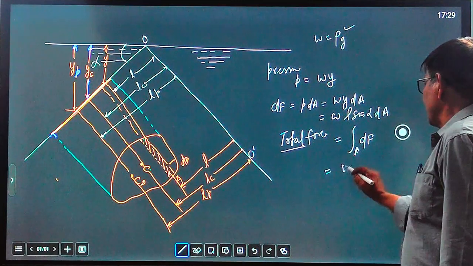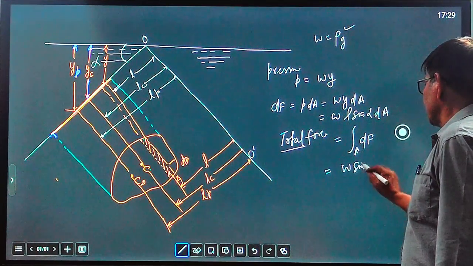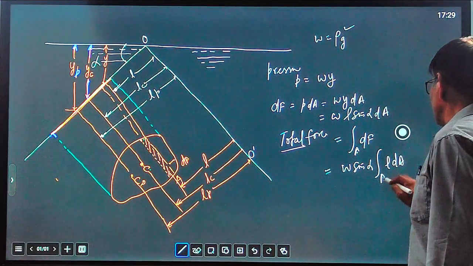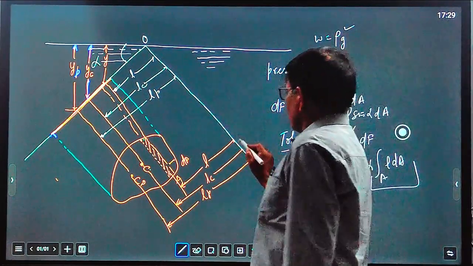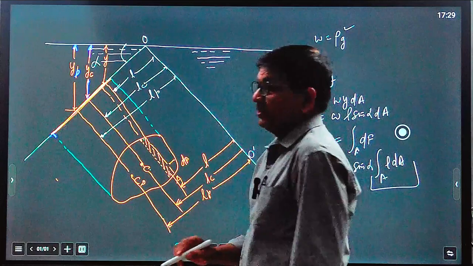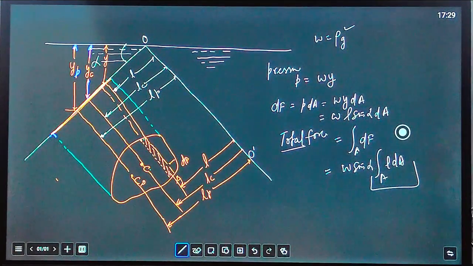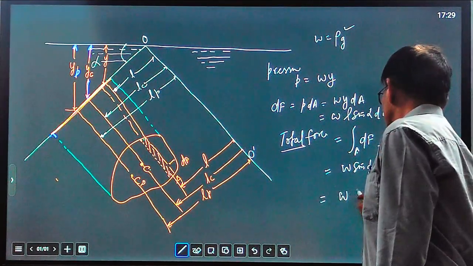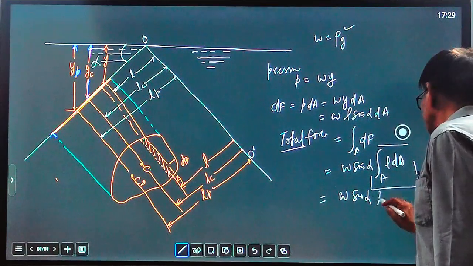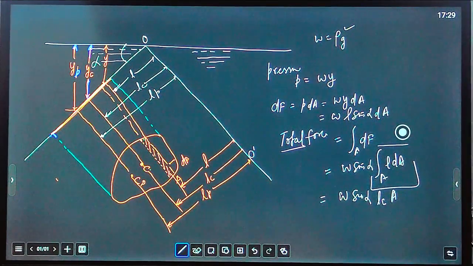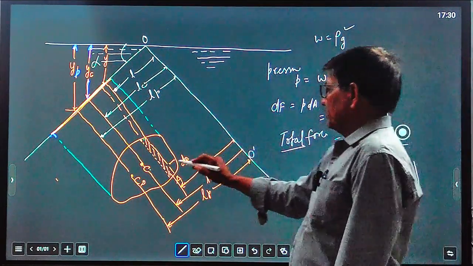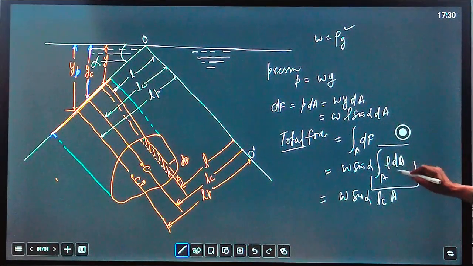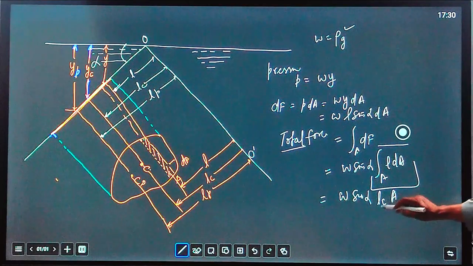Omega is a constant, sin alpha is again a constant. We will integrate L dA for the whole of the area. You know that the integral of L into dA for the whole area is the first moment of area. That will be equal to omega sin alpha and LC into A. LC means the distance from a reference line to the center of area. According to the definition of first moment of area, the integral of L dA for the whole area equals LC into A.